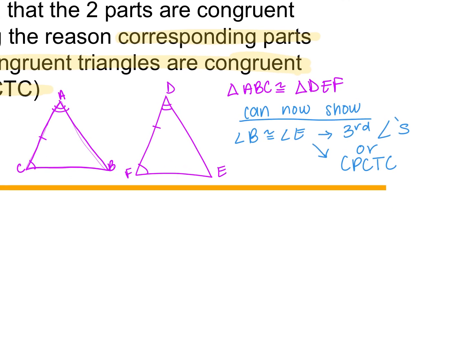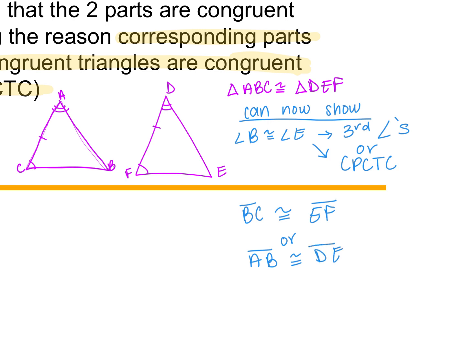Another thing we should be able to tell is that side BC is congruent to which side? Who can tell me? EF. Good, EF. And then we should be able to tell AB is congruent to, good, DE.